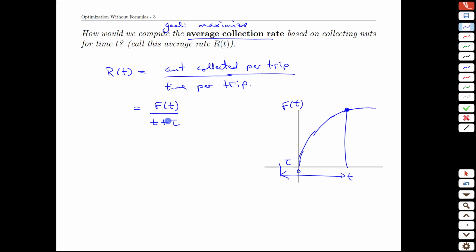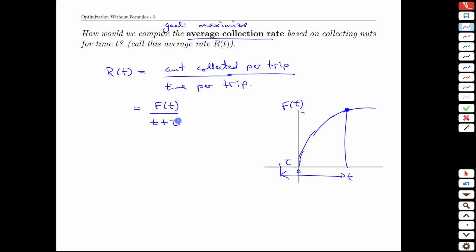So we have t plus tau. Again, this could represent a certain travel time, say an hour, to get to the collecting site, and then whatever time we decide to harvest for, that's going to give us the total time for one trip, and f of t by itself gives us how much would be collected in that time.